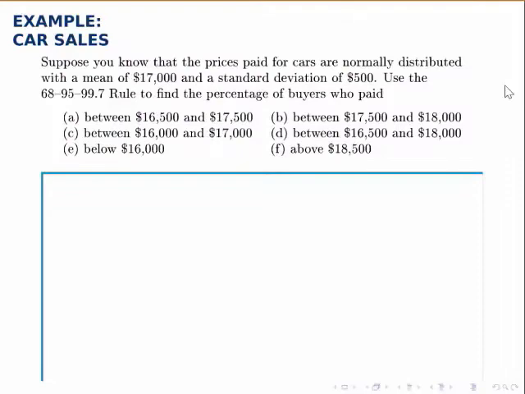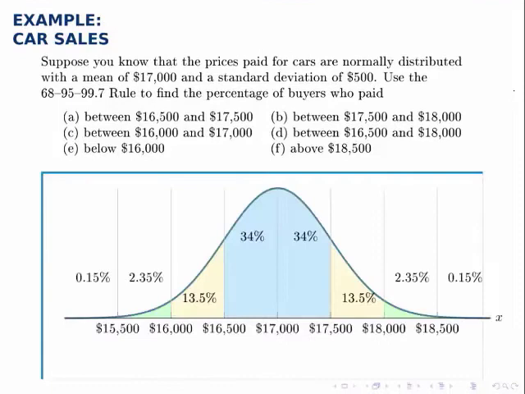Suppose you know that the prices paid for cars are normally distributed with a mean of 17,000 and a standard deviation of 500. We want to use the 68, 95, 99.7 rule, or the empirical rule, to find the percentage of buyers who paid in any given range. The first thing to do when working with a problem like this is to draw a picture. And here's the picture for this example.